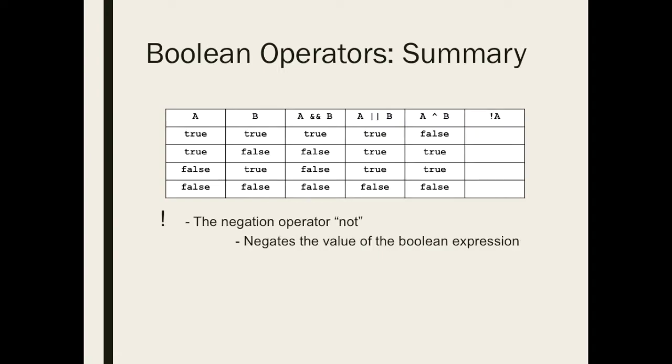And finally, we've got the negation operator, which is the exclamation point. Whenever we put this in front of a Boolean expression, it's going to negate the value of that entire Boolean expression. So it's called the negation operator, also called the not operator. I read this as not A. So here we've got A being true, so the negation of that is false. Similarly, here we'd get false. And then in the last two lines, the negation operator is going to be true.